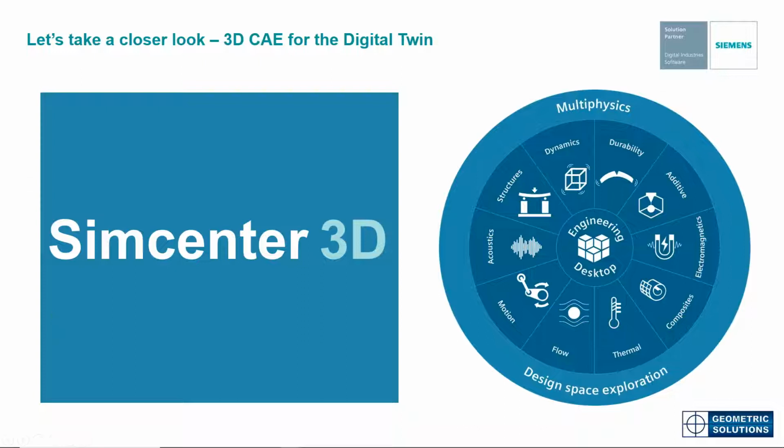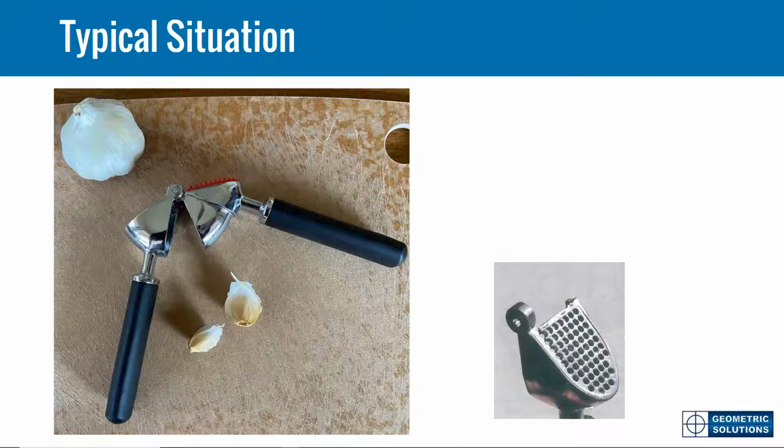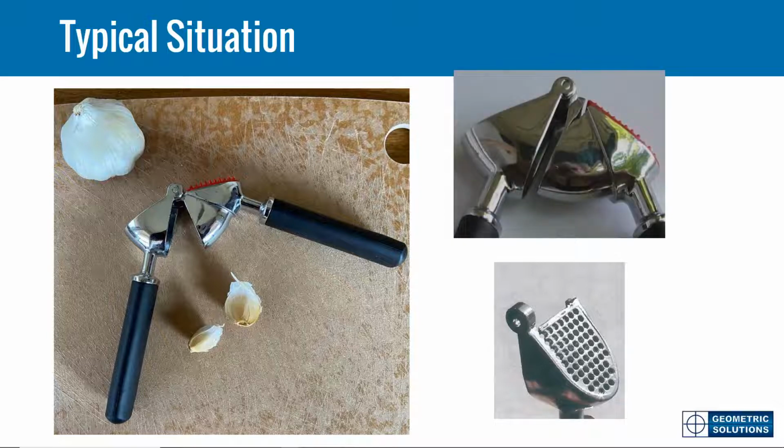So let's take a look at just a simple, typical situation. We're going to look at a garlic press. Now, one of my colleagues had a garlic press that he really liked, and he used it so much, you can imagine how much cooking he was doing, that he broke it. So they went and bought a second one, and that one broke as well. And this really presented a nice situation. How could you improve this garlic press? How could you make it so it would work better?